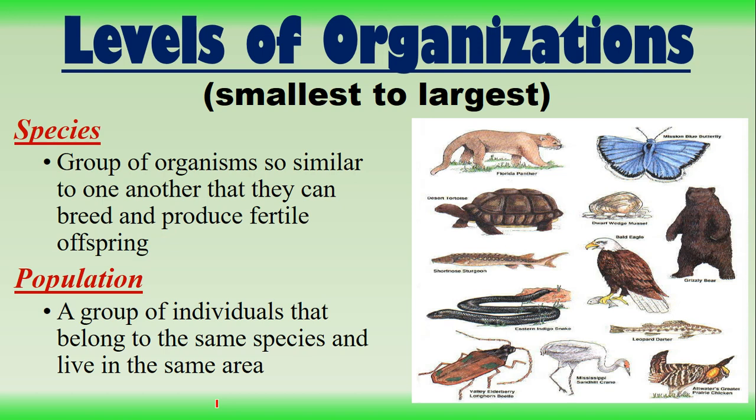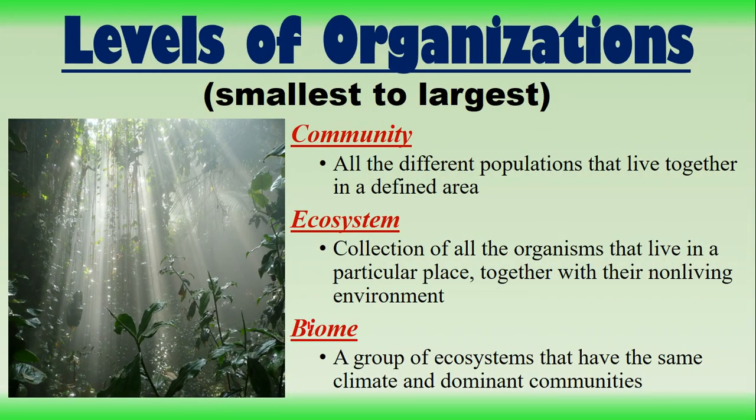Population is a group of individuals that belong to the same species and live in the same area. So you can think about all the humans that live around you. You guys are the population of that area. Then comes community. These are all the different populations that live together in a defined area. So this is all the humans, all the dogs, all the cats, all the bugs, all the plants, all the mushrooms, all the living things in one area.